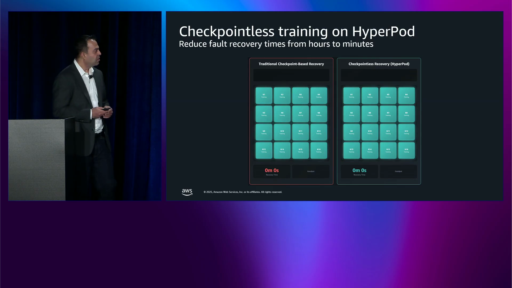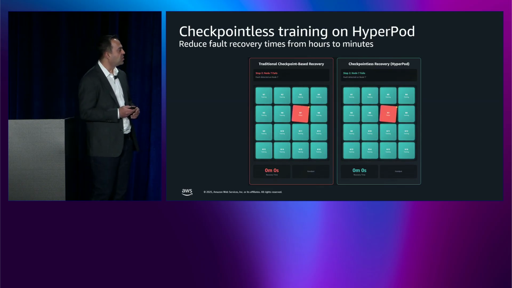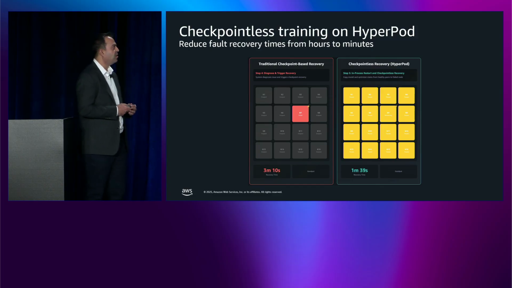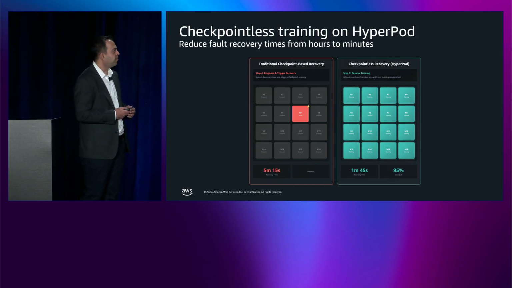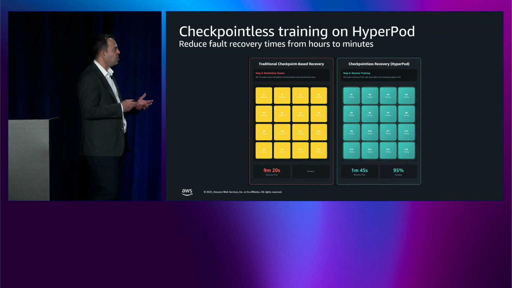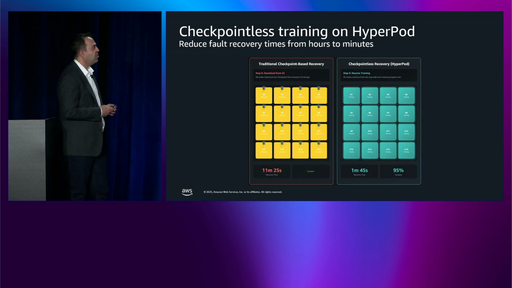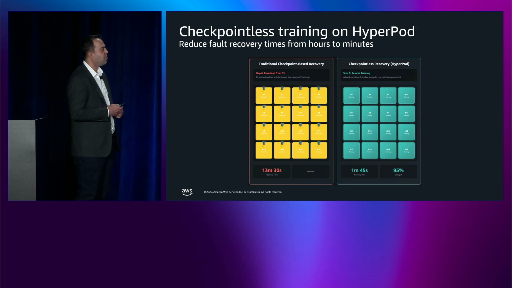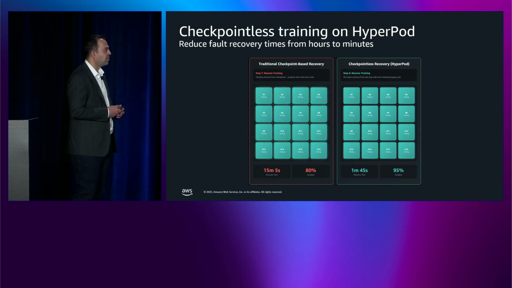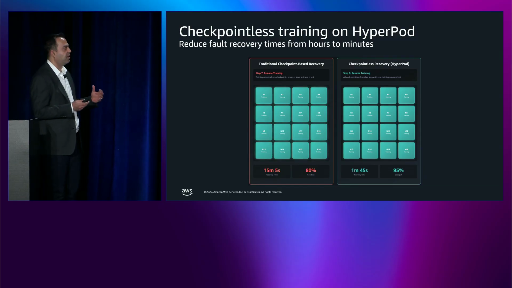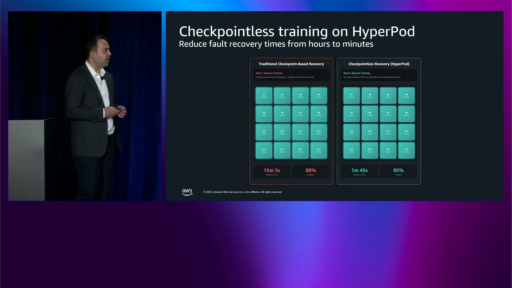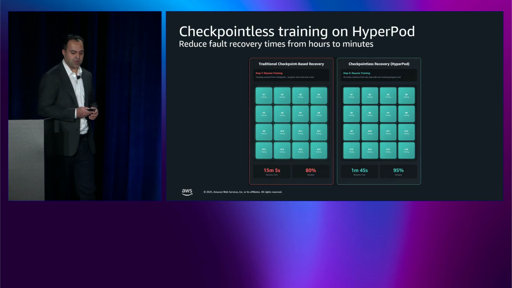So let's take an example of how this works. When a failure occurs in a traditional checkpoint-based recovery, you're diagnosing and triggering a recovery, and then you're initializing your cluster, and that happens on all GPUs in the cluster. And then you're downloading your checkpoint from S3, and finally, you're resuming training. So there's a big difference between the steps that a traditional process follows and how quickly checkpointless training is able to recover from the fault.